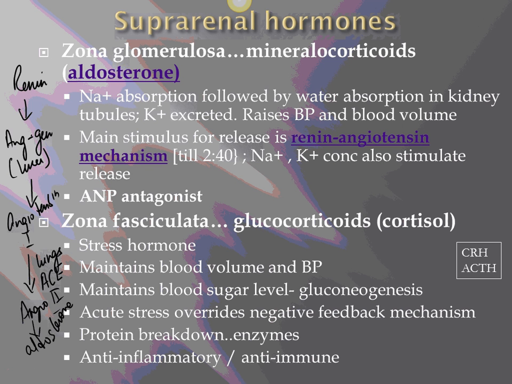When aldosterone is released, and remember what was the stimulus for release? Renin, because there was low blood pressure, because of low blood volume. So what aldosterone will do is it will reabsorb sodium into the kidney tubules, water will get reabsorbed with it, and it will automatically raise blood volume and blood pressure.